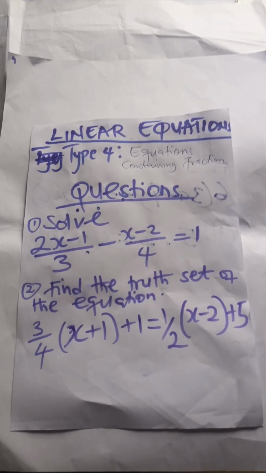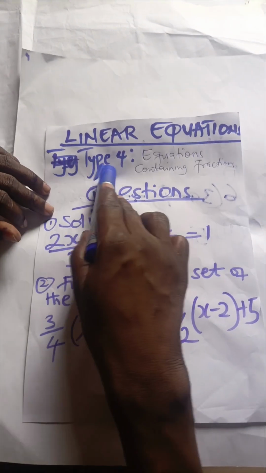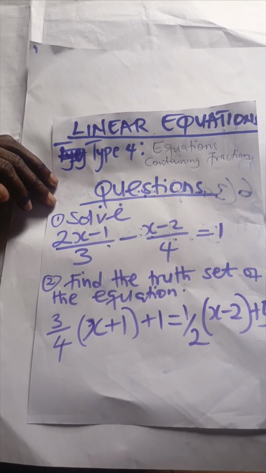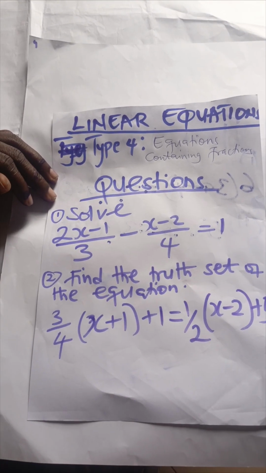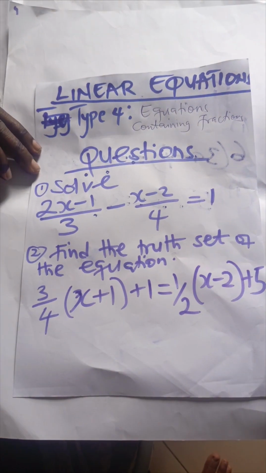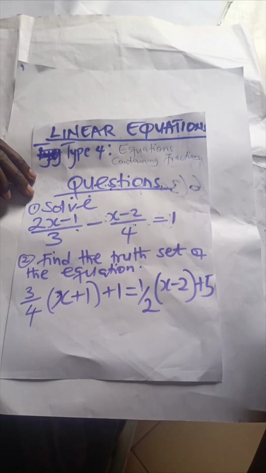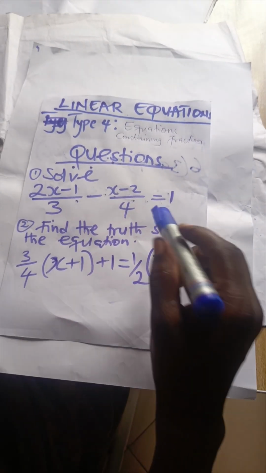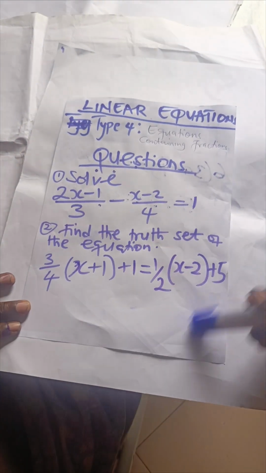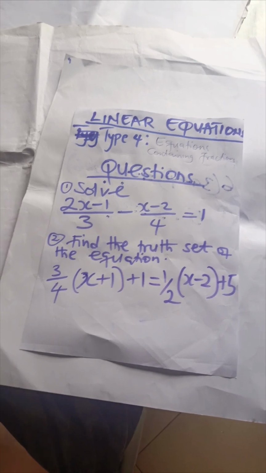In today's video, we are going to look at linear equations. That is the type 4. We've already done the type 1, the type 2, the type 3, and now we are going to do the type 4. And this type 4 is about equations containing fractions. So we are having two questions here to solve. So straight away, we are going to solve our questions.